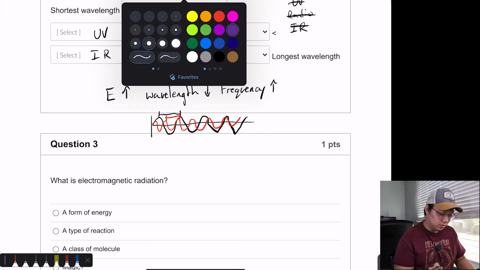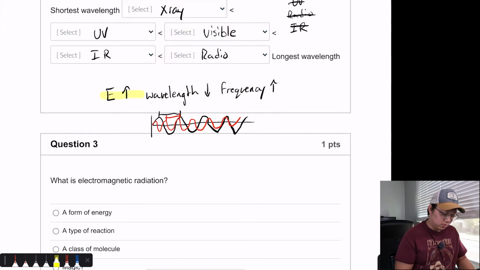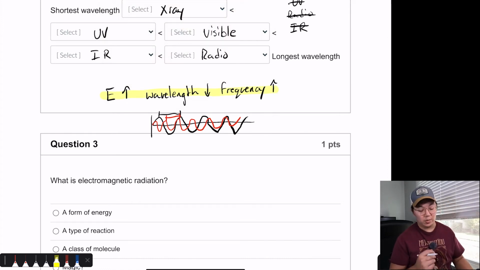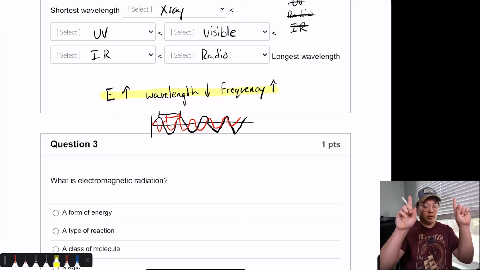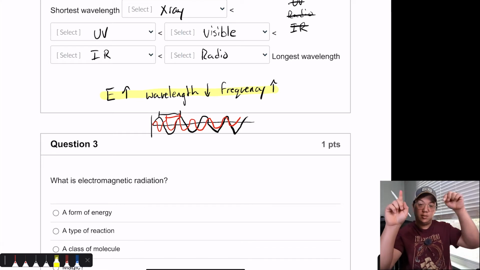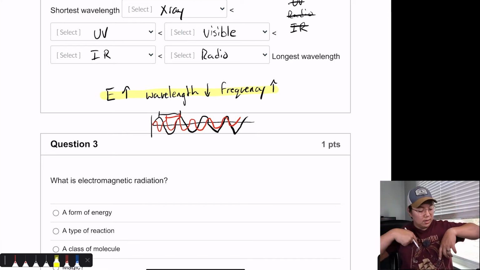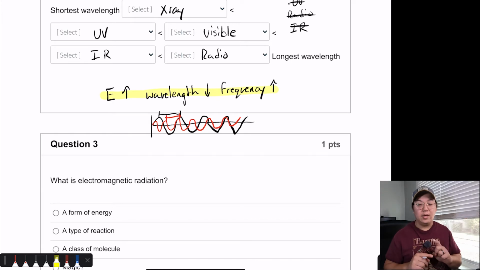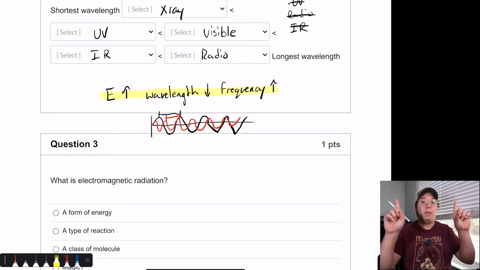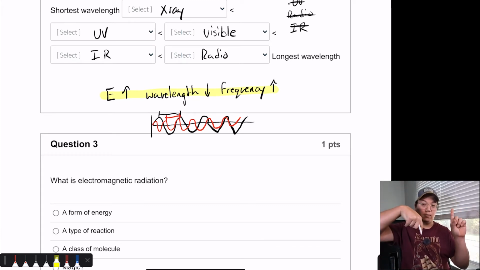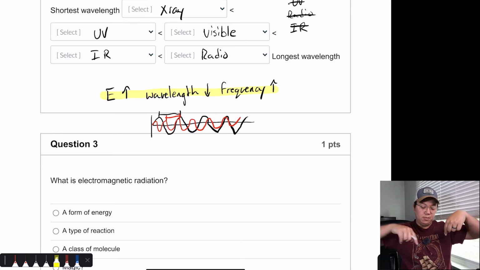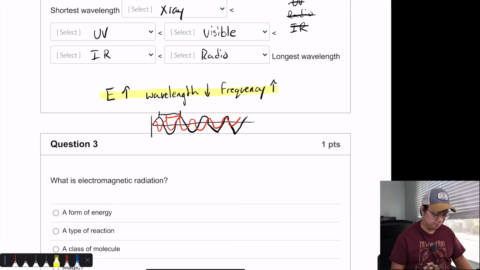So this is a good one to remember right here, this relationship between energy, wavelength, and frequency. Energy and frequency are proportional, so as one increases, the other increases. Increase energy, increase frequency, decrease energy, decrease frequency. And then wavelength is inversely proportional, so it'll do the opposite of what energy and frequency do. If energy and frequency go up, then wavelength will go down. If energy and frequency go down, then wavelength will go up.